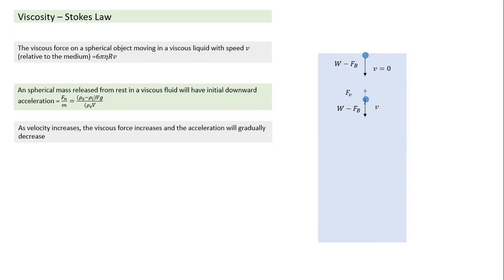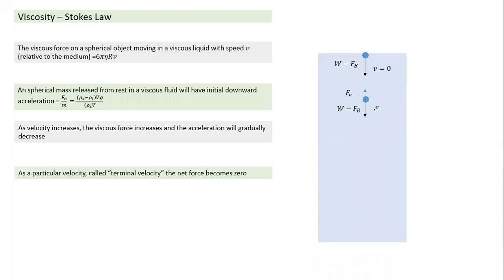And what will happen as this continues? Slowly this force will keep increasing, while the downward effective weight is constant, because the opposing force is increasing. If it keeps increasing, at some time both will become equal. So what happens at that particular velocity?